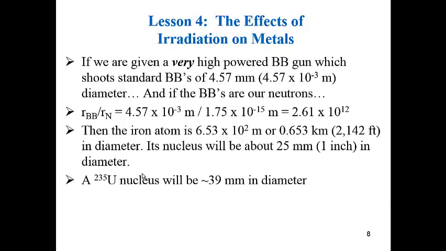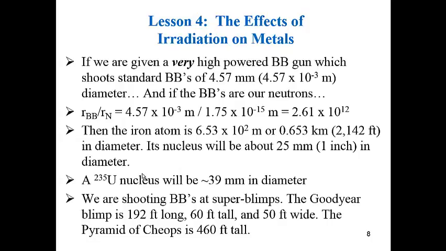So a U-235 nucleus is about 39 millimeters in diameter. It's larger. It's a heavier element. So we're shooting BBs at super blimps. The Goodyear blimp, as a matter of fact, if you've ever seen one of the blimps flying over a sporting event, is 192 feet long, 60 feet tall, 50 feet wide. The Pyramid of Cheops is 460 feet tall. Tallest buildings in the world, including the towers on top, are in this 2,000-foot range. Most of them are 1,100 feet. So we're really talking about shooting BBs at some pretty large spheres.